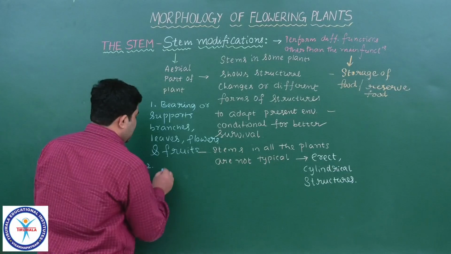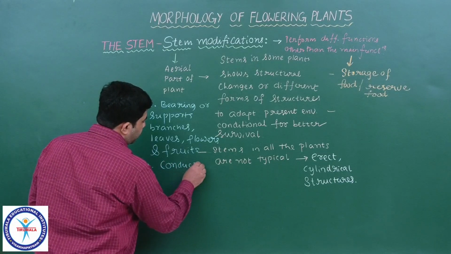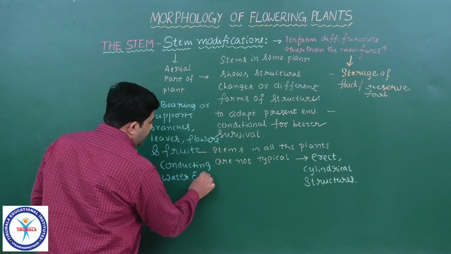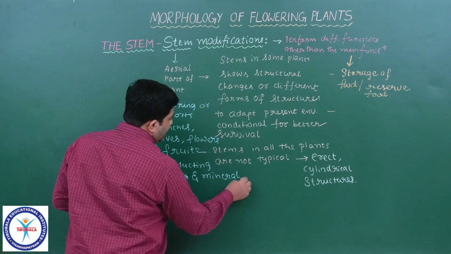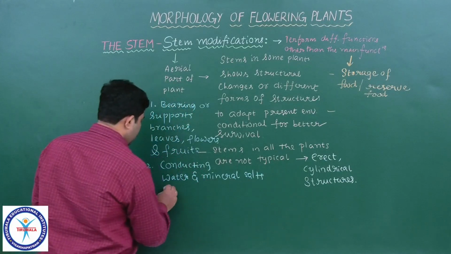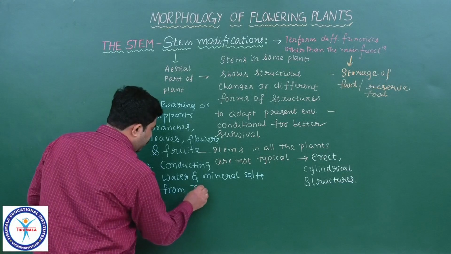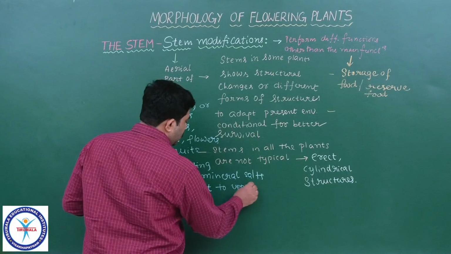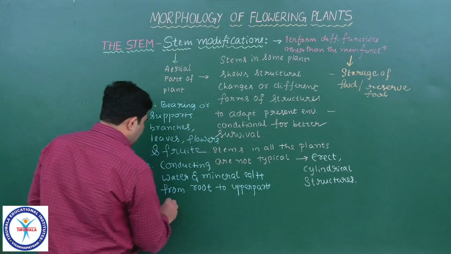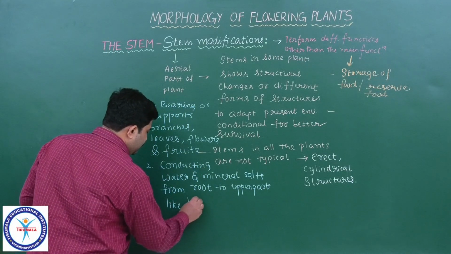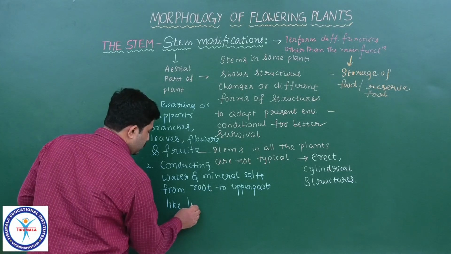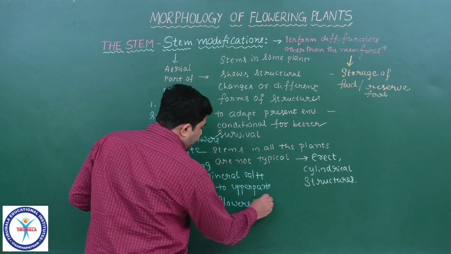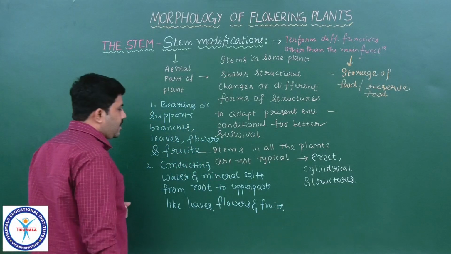The second function is conducting or transporting water and mineral salts from the root to the upper parts, like leaves, flowers and fruits. Now you got the point, students.